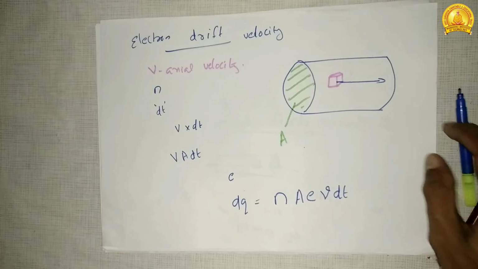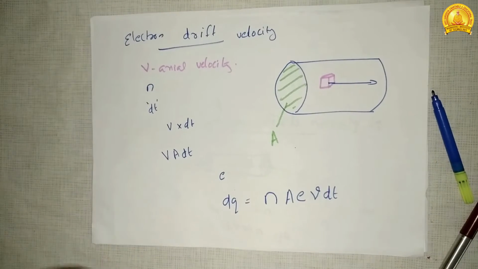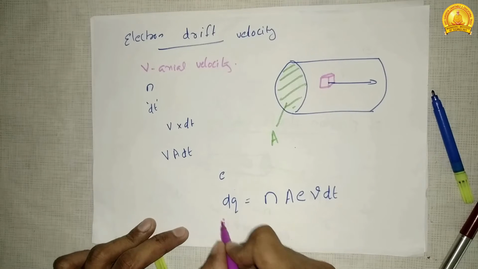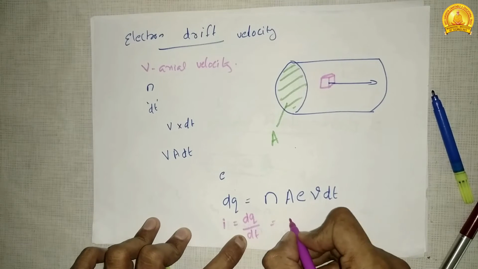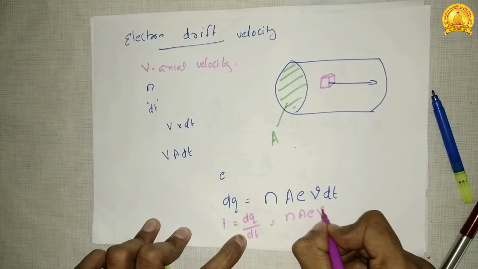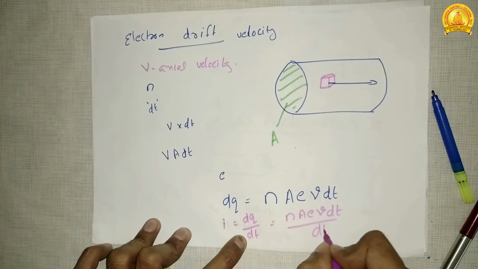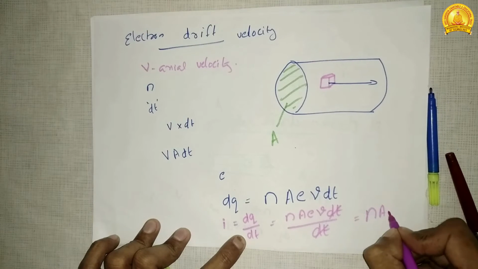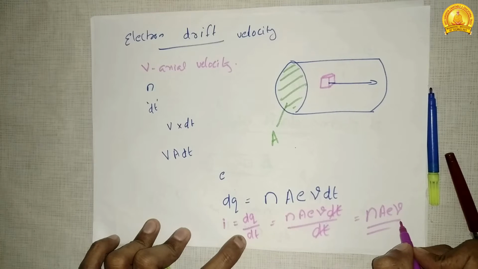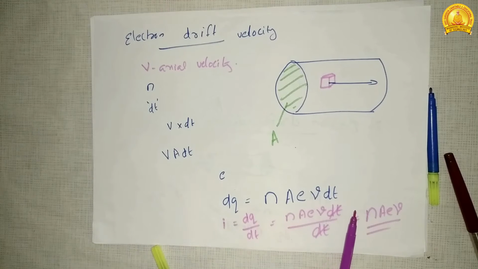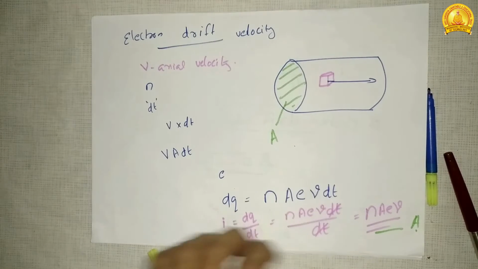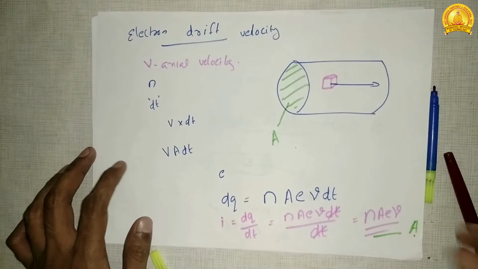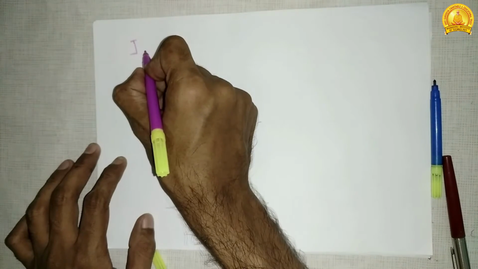We know the equation for current: current I is equal to the rate of change of charge with respect to time, dq divided by dt. We get n A e v dt divided by dt, so the equation is I = n A e v. The unit of current is amperes, so n A e v amperes. Now let J be the current density.